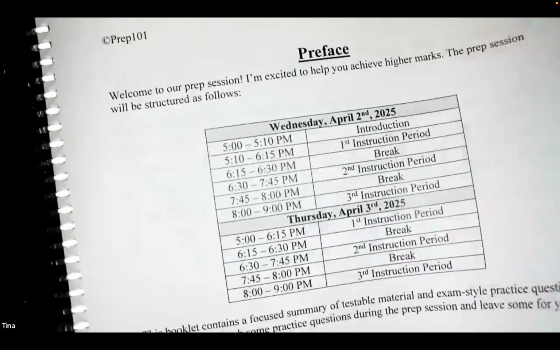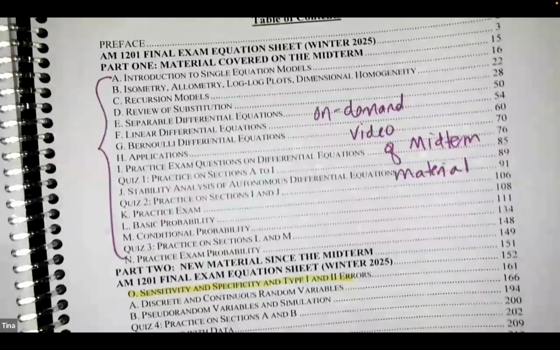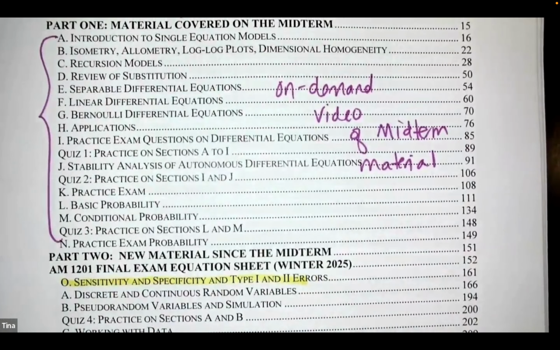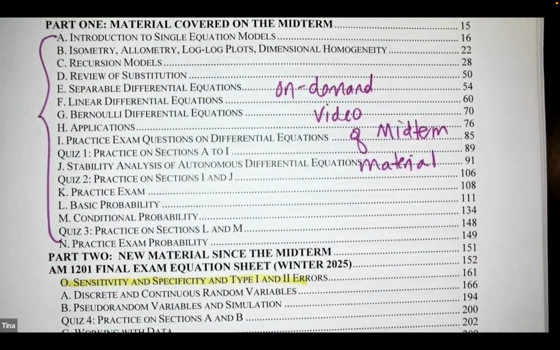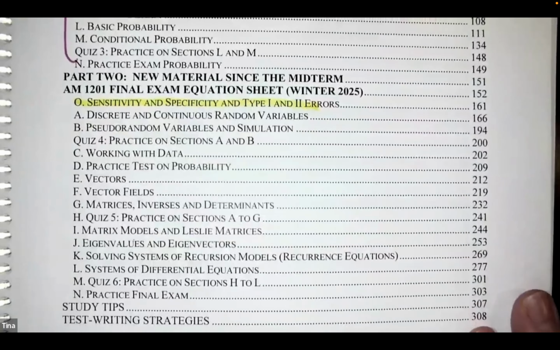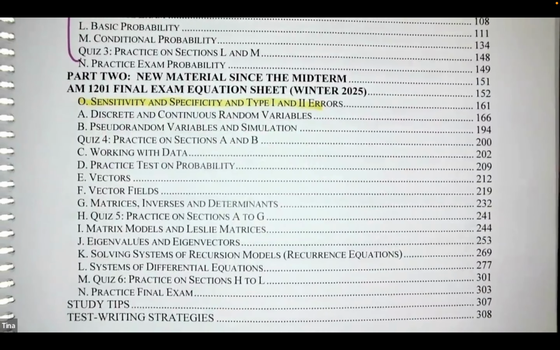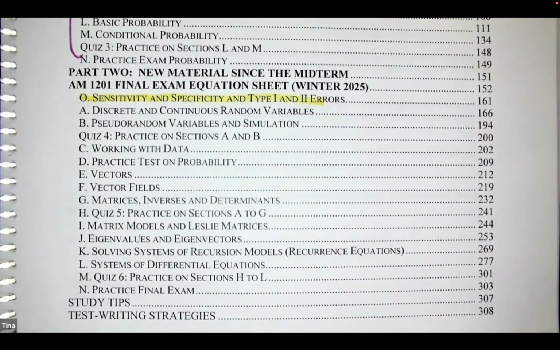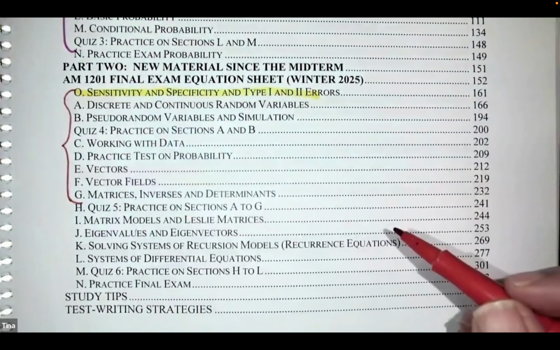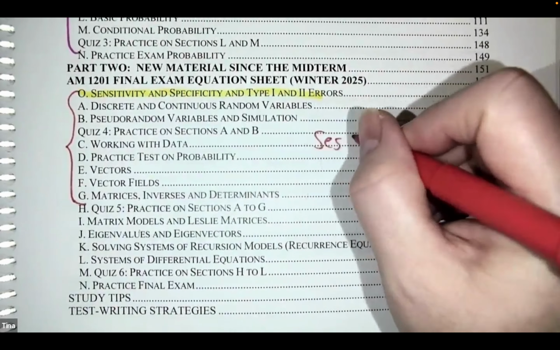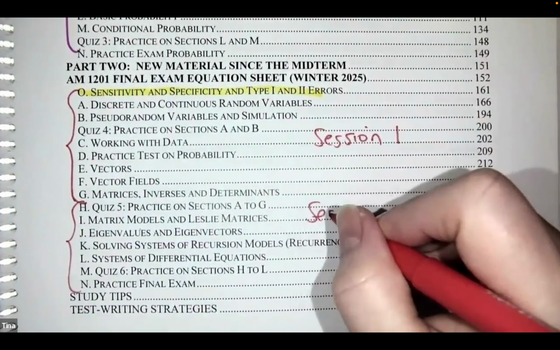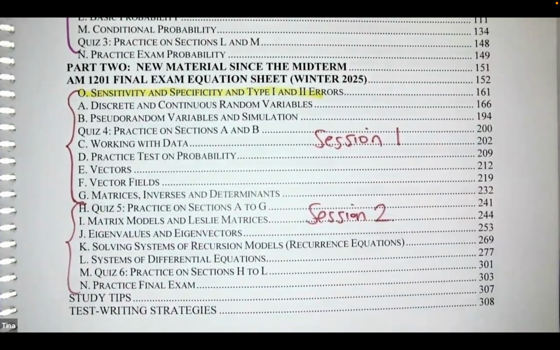In terms of what we covered, if you go back to page 1, the on-demand video, that's on all the midterm materials. So you can watch as much of that as you need to, depending on how well you did on the midterm and how well you understand each section. So yesterday we started with sensitivity, specificity, and type 1 and 2 errors, because that wasn't on your midterm this term. And then we covered up to, we were working on G, I guess, right? So that was session 1. And then today we're going to finish G and then obviously work till the end in our Zoom session 2.